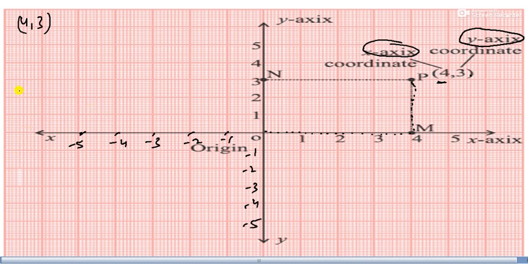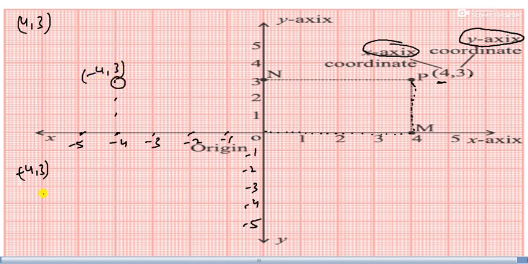Suppose you want to plot the point minus 4, 3. How can we plot minus 4, 3? First you move minus 4 on this side, and then move 3 upward: 1, 2, and 3. So that point is minus 4, 3.